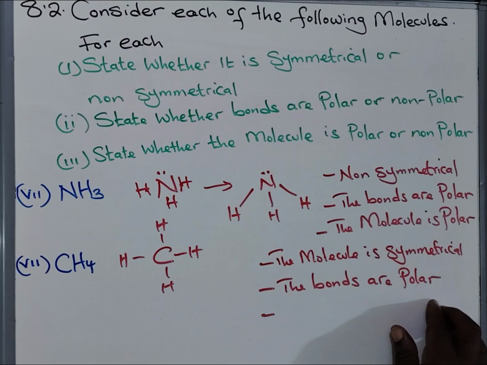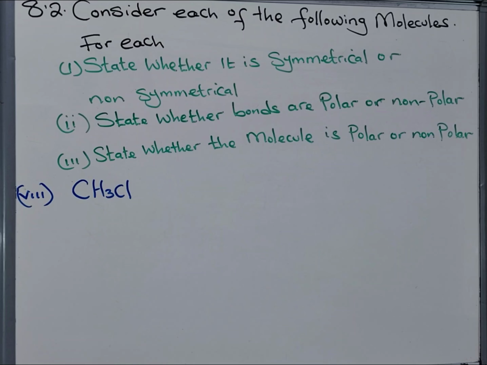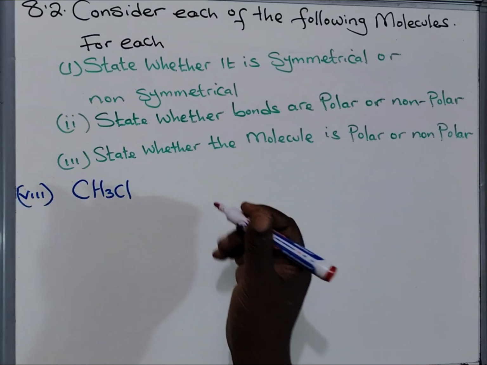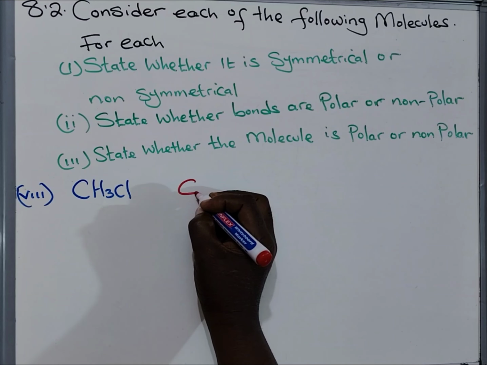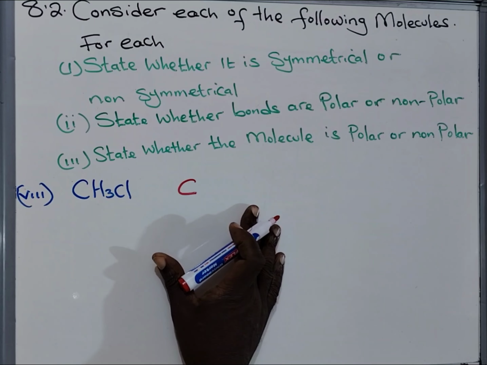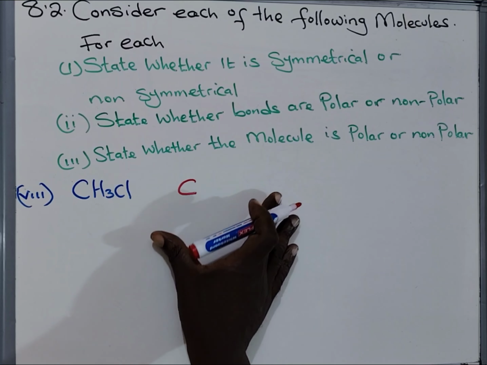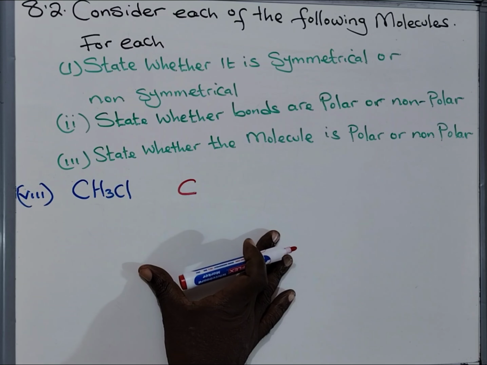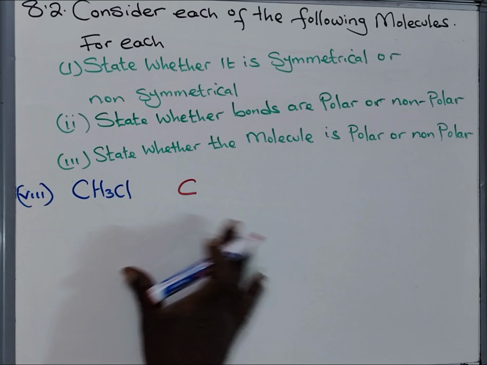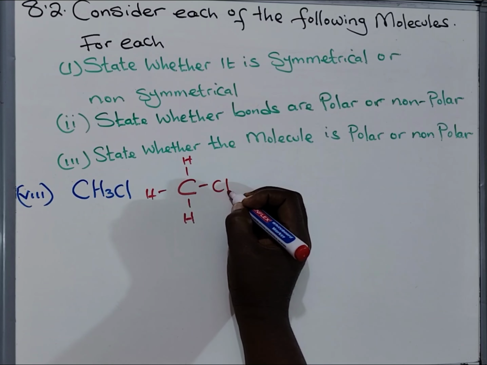Yeah, so we come to this one, which is chloromethane. When you look at here, the central atom is carbon. This carbon is a group 4, having 4 valence electrons. So it can form 4 bonds without a lone pair. So what are we going to have? We're having all the 4 bonds: hydrogen, hydrogen, hydrogen, but one is chlorine.